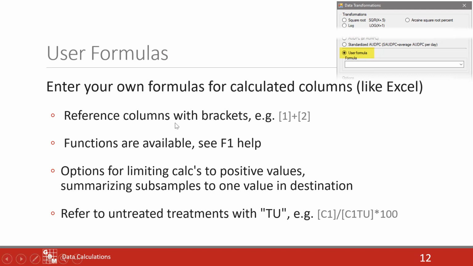So you can combine columns together. You just refer to a column with brackets. So for plot 101, let's take the value from column 1 and add it to column 2. If I store that in column 3, then that number that we calculated will be put in the calculated column for column 3. And there's a bunch of functions.